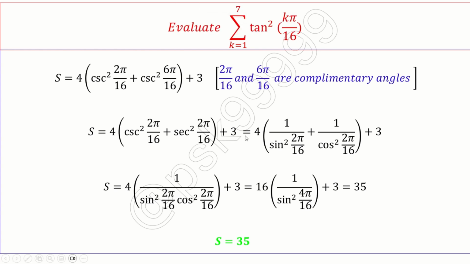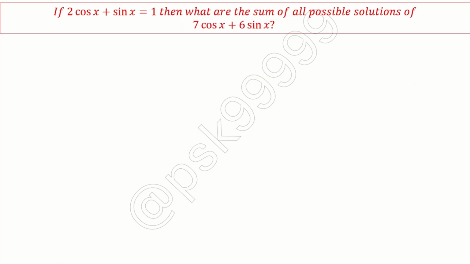Okay, let's go next. If 2 cos x plus sin x equals 1, then what is the sum of all possible values of 7 cos x plus 6 sin x? First thing we should check is whether we can easily convert this into 7 cos x plus 6 sin x. It doesn't look like it is possible.